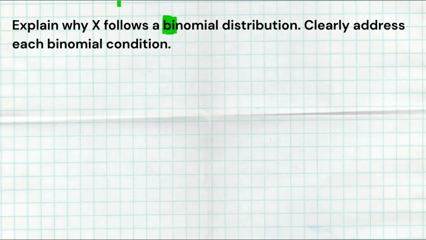What does binomial mean? It means two, right? So we have to be given two things: the probability of successfully making a free throw, 78%, and a set number of trials that we're trying to figure out how many makes she could get, which was 12 in this case.